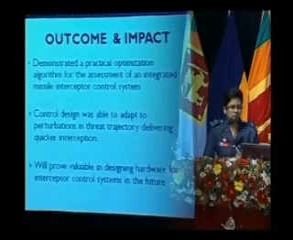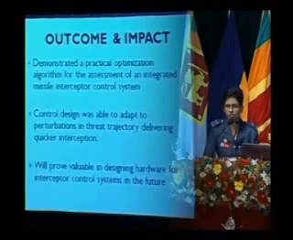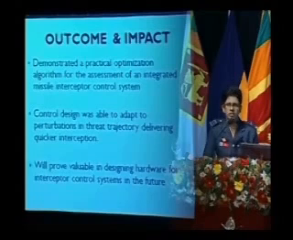The outcome of this research is that I demonstrated a practical optimization algorithm for the assessment of an integrated missile interceptor control system. This design was able to adapt to different perturbations that may occur in the trajectory, delivering a quicker interception. This will definitely prove valuable in designing hardware for interceptor control systems in the future.